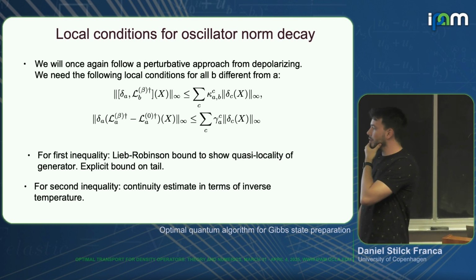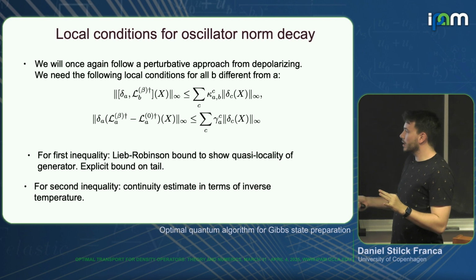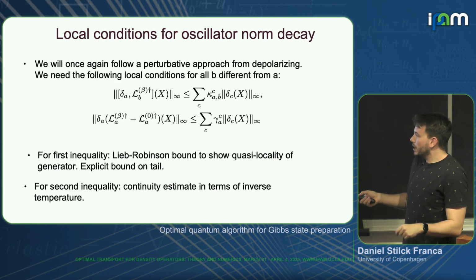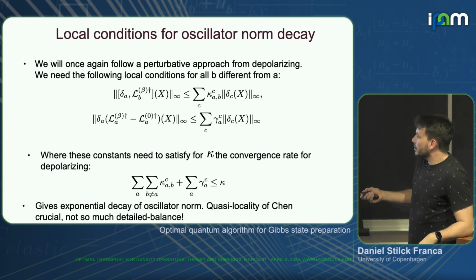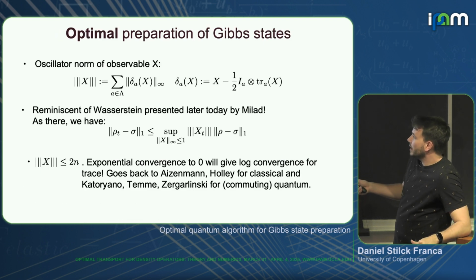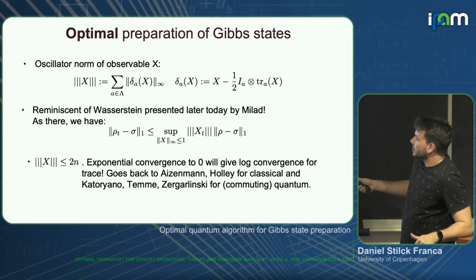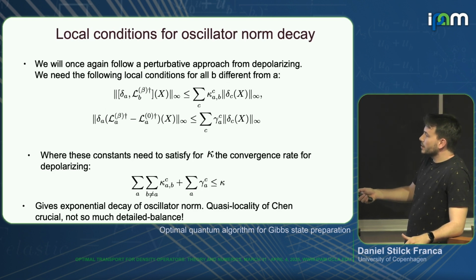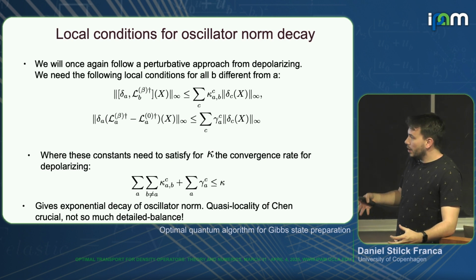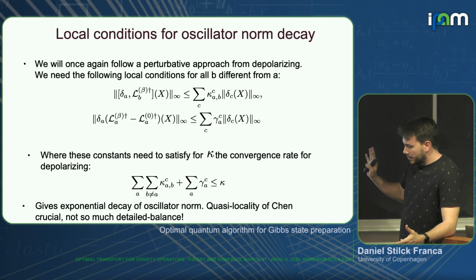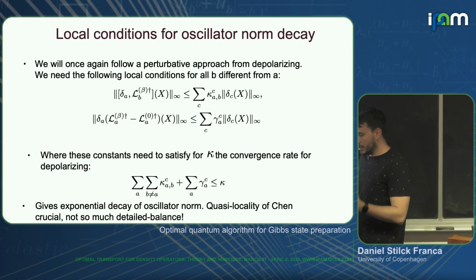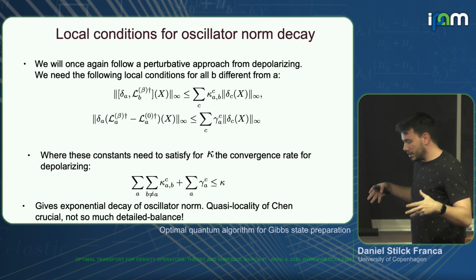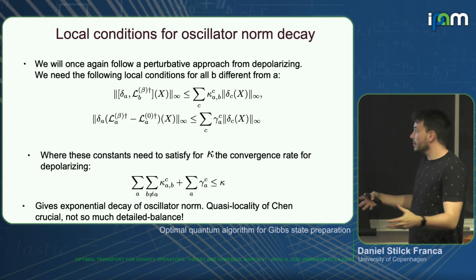So for the first inequality, let's try to understand what it is saying. Maybe you already forgot what these delta A's are. For a qubit A, these delta A's are doing this thing: I'm essentially tracing out the observable on qubit A. So this is only something that acts non-trivially on site A. All the other sites are left invariant. And this here is how the Lindbladian is acting on site B.